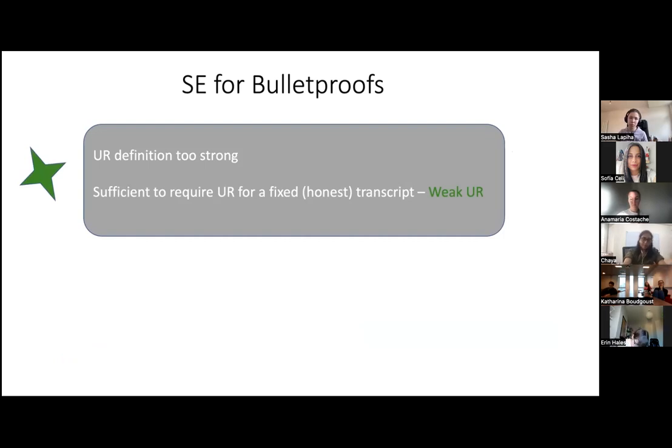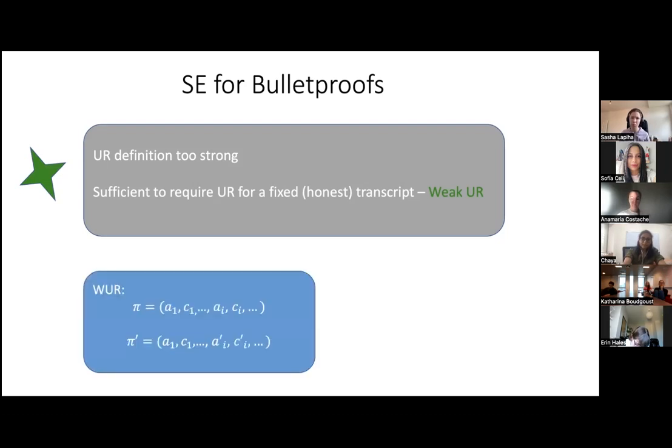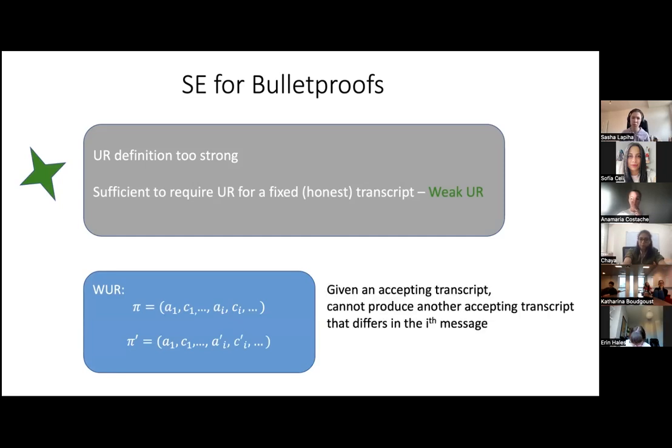property, and it should instead be sufficient to require unique response for a fixed honest transcript, because really what was breaking our reduction was that there could be a shared prefix between what the adversary outputs and what the HVZK simulator has output. So we really only care about unique response with respect to a forged proof and a simulated proof, not necessarily two different adversarial proofs. This is a property that we formalize and call weak unique response. And the good news is that bulletproofs can be shown to satisfy this weak unique response property. It says that given an accepting transcript, the adversary cannot produce another accepting transcript that differs in the ith message.